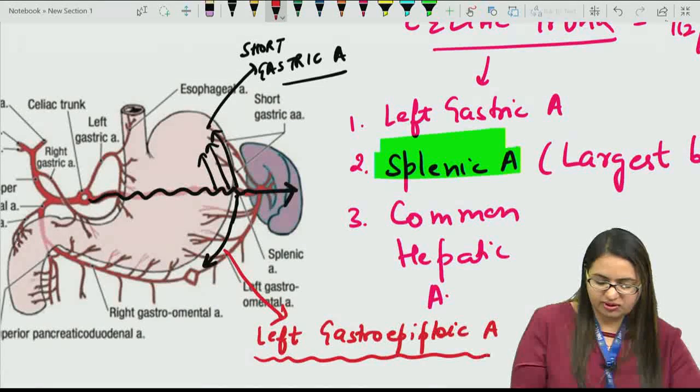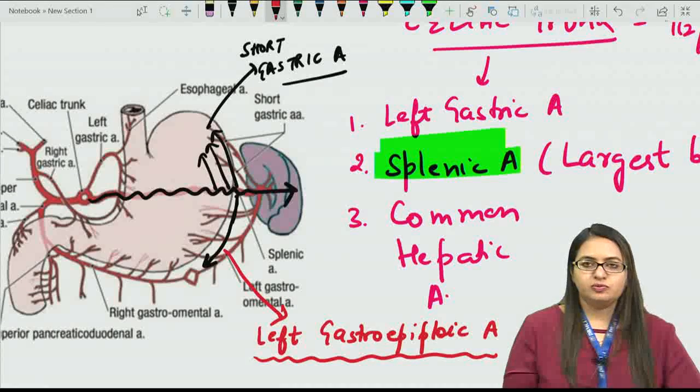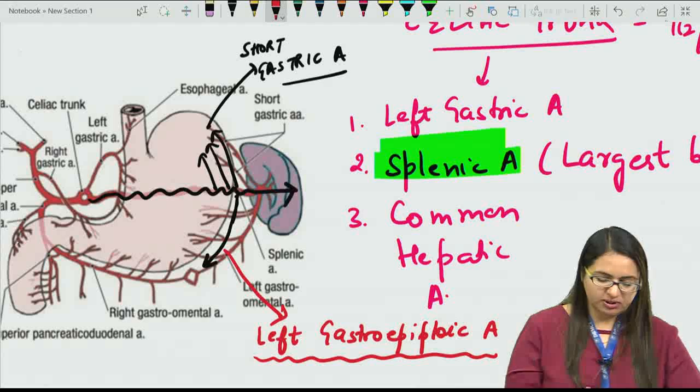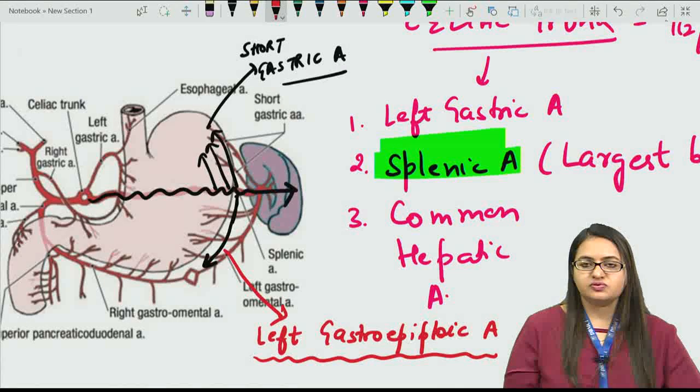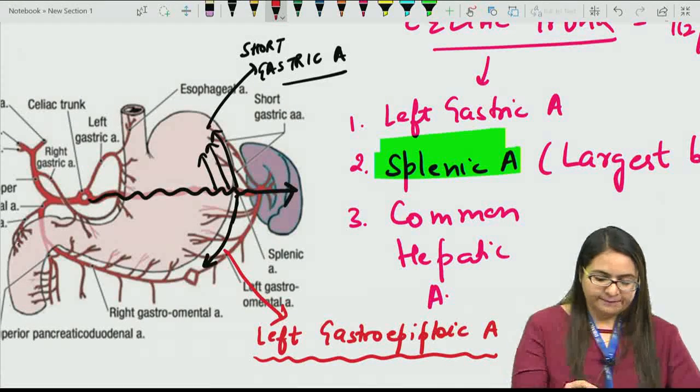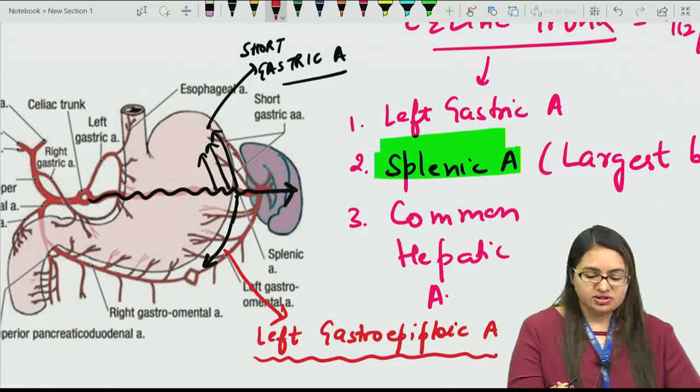This left gastroepiploic artery anastomoses with the right gastroepiploic artery at the greater curvature of stomach. The right gastroepiploic artery arises from the gastroduodenal artery. So these are the branches which are given to the stomach.